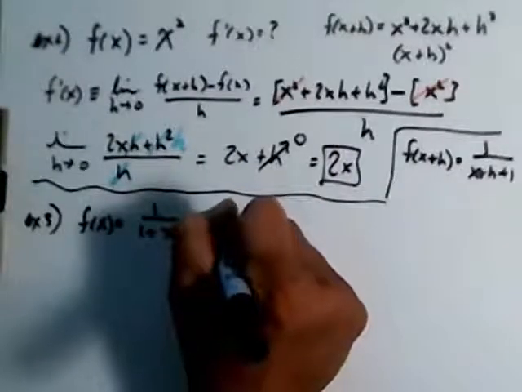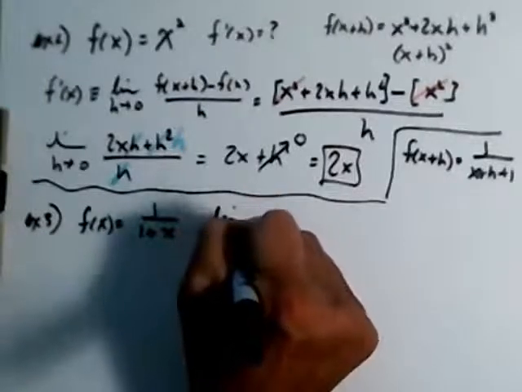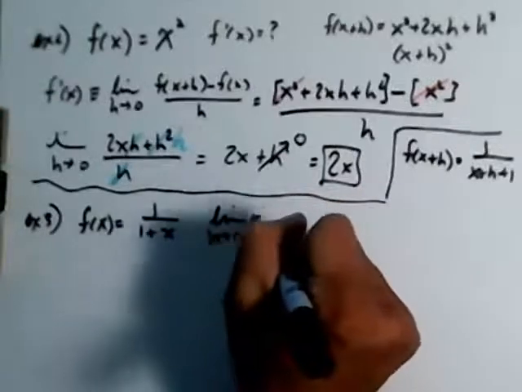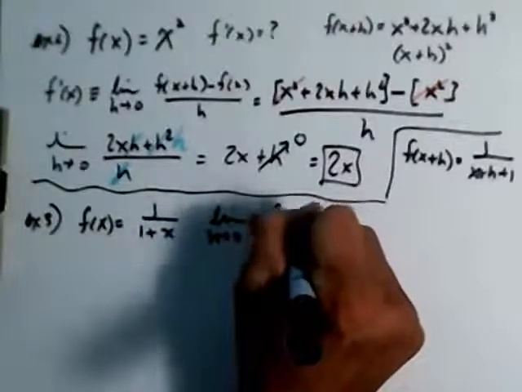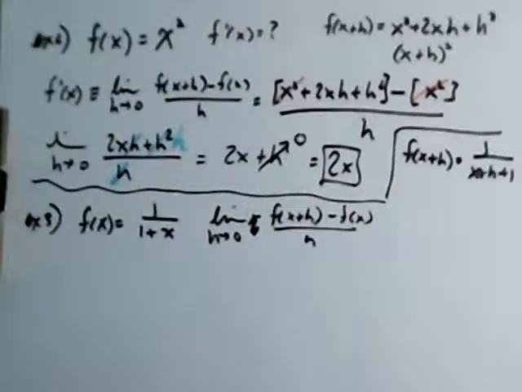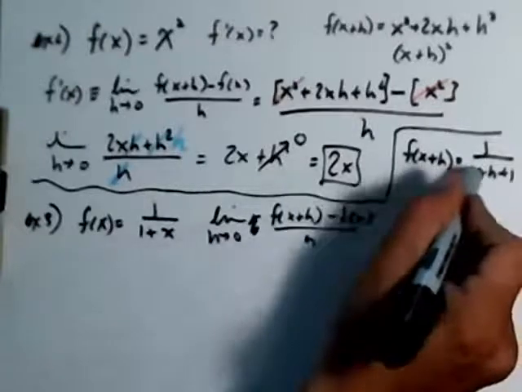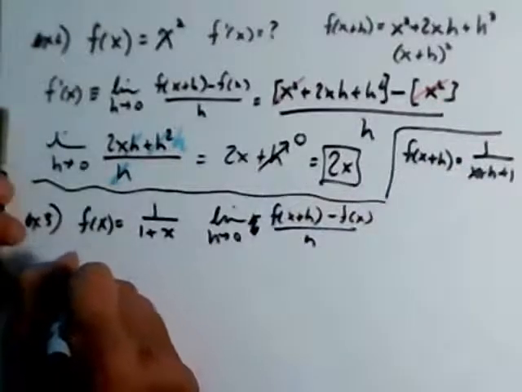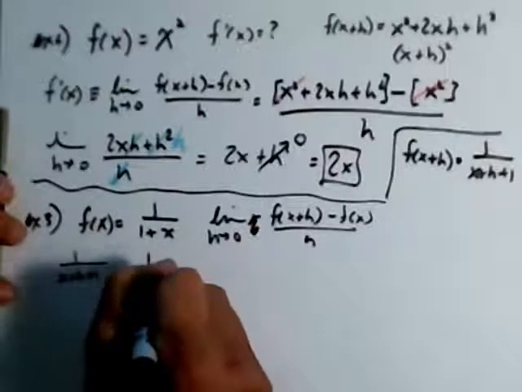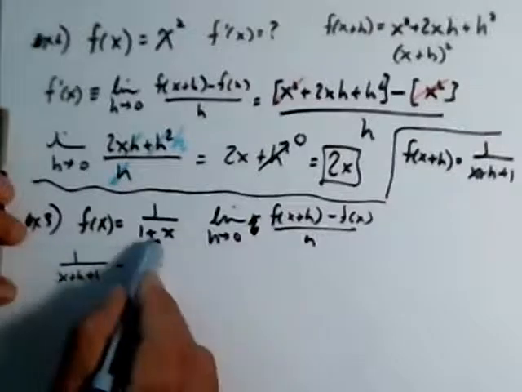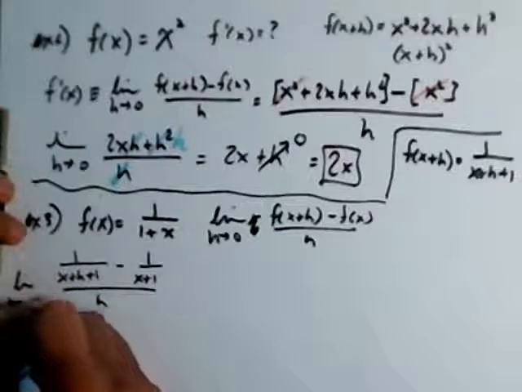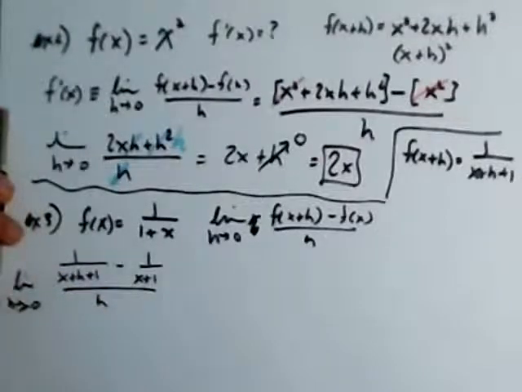Anyways, by the definition, the derivative is the limit as h approaches 0 of f of x plus h minus f of x, all over h. That's what we're trying to find. You plug in the information here, and you get 1 over x plus h plus 1, minus 1 over x plus 1, all over h, and the limit as h approaches 0 for that function.